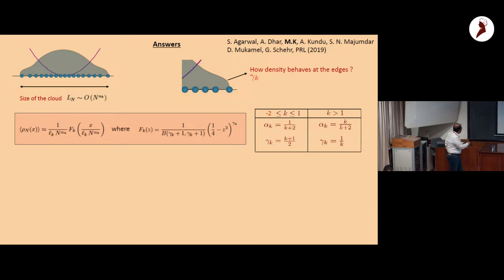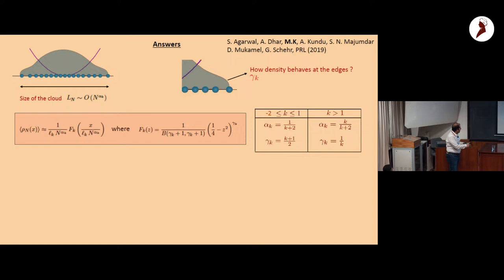This is the size of the cloud. It is n to the alpha k, where alpha k is given here. And how the density behaves at the edges is given by this gamma k, and gamma k is provided here. So this is the density profile for any k greater than minus 2. So two things that are important are alpha k and gamma k.